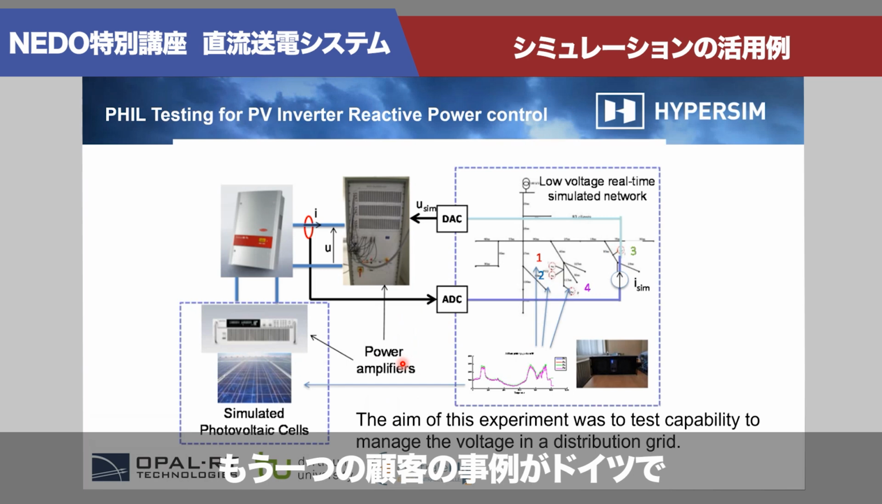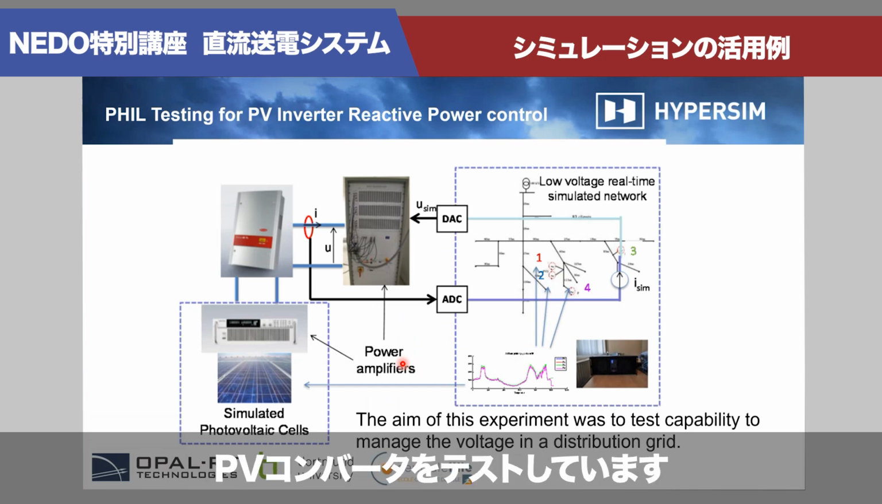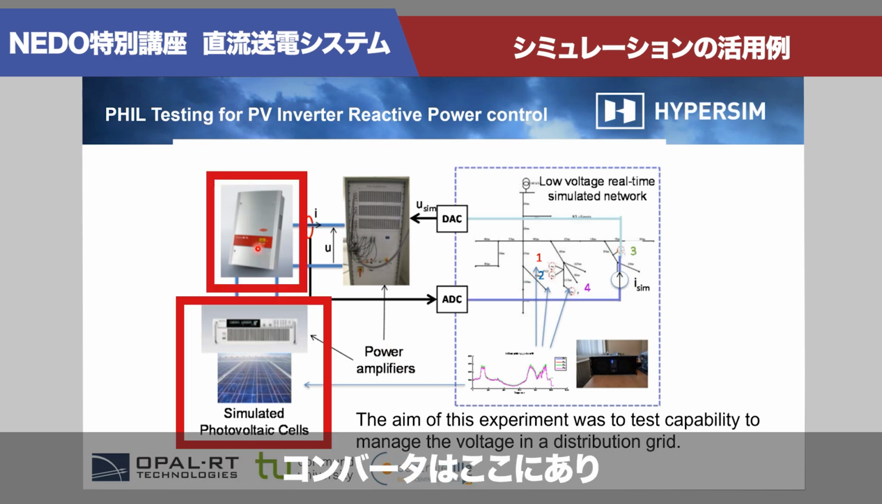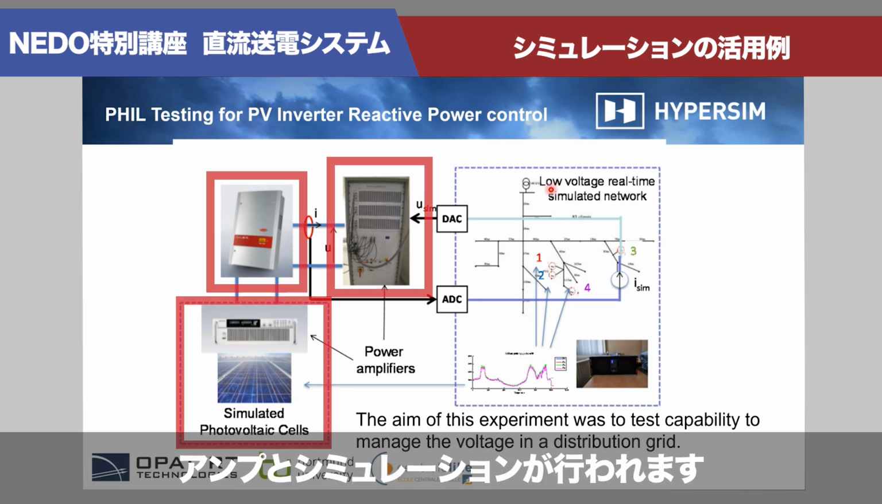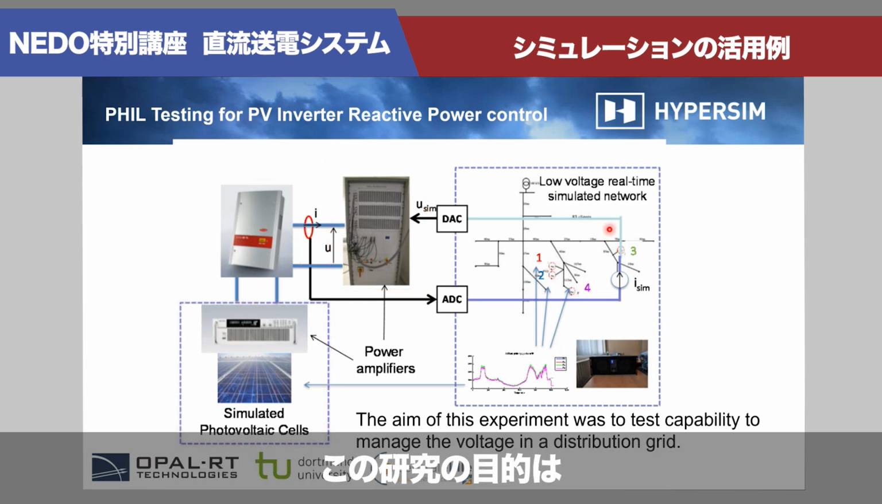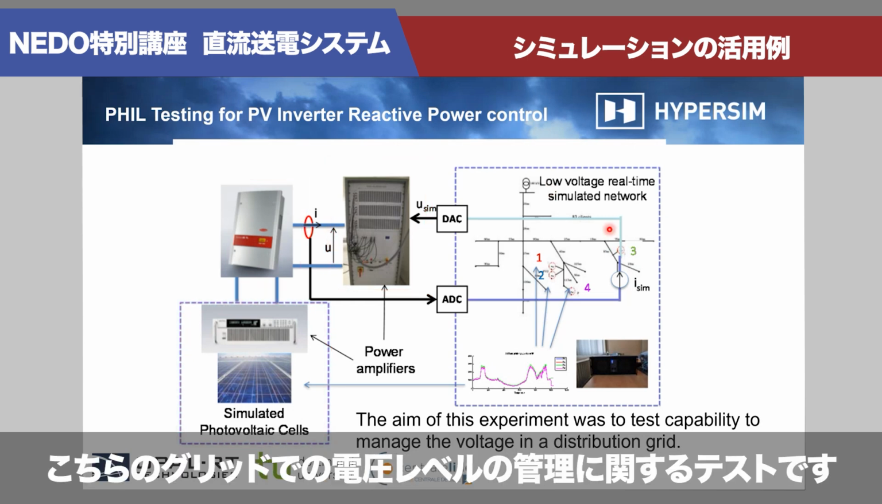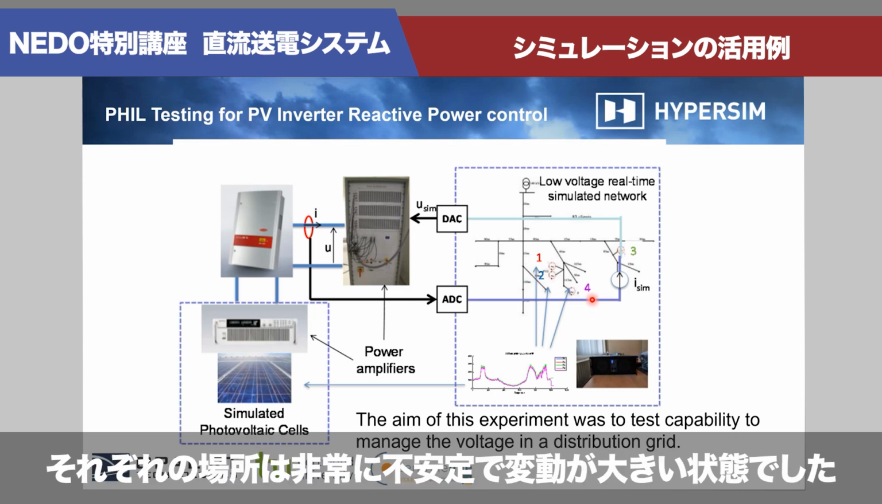Again, this is in Germany, I think. They're testing a PV converter. So the inverter, you have the cell here with the inverter going from DC to AC, and then the amplifier in a simulated grid. The aim of this study was to test how to manage the voltage level, because in the grid that you see over here, you have 1, 2, 3, 4. The voltage at each location was very, very unstable and moving.